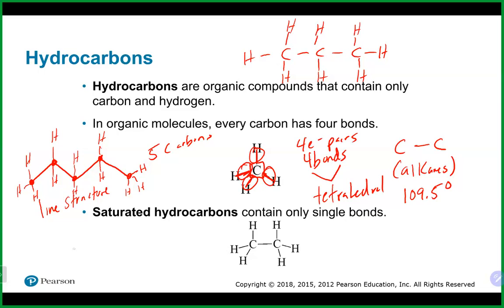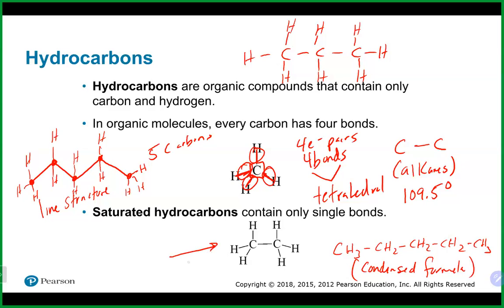Yeah, so if we wrote out what I just drew there, it would be CH3, CH2, CH2, CH2, and CH3. This is what is referred to as the condensed formula. So that is the condensed formula. This is what is sometimes, as we will see in a second here, the expanded structural formula.